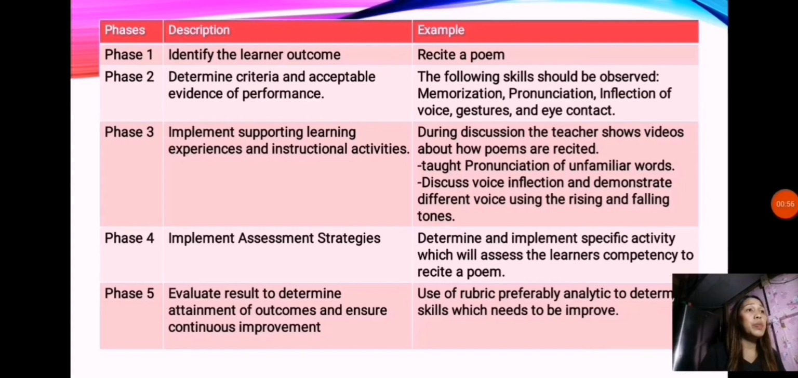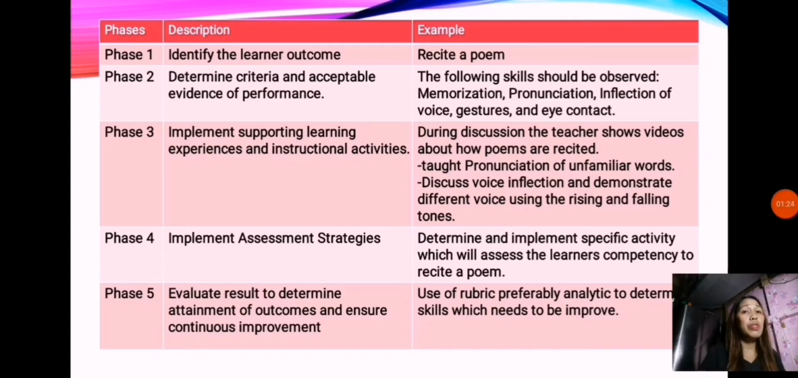Now in reciting a poem, your students should have the skills to memorize, pronounce clearly, to have appropriate rising and falling of tone, or there should be the right voice inflection. They should have appropriate gestures and they should have appropriate eye contact. If your students acquired the skills, then these are evidences that they have acquired the competency to recite a poem.